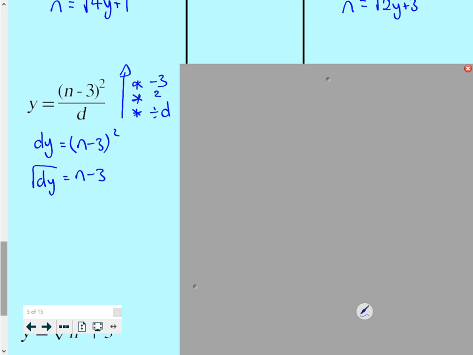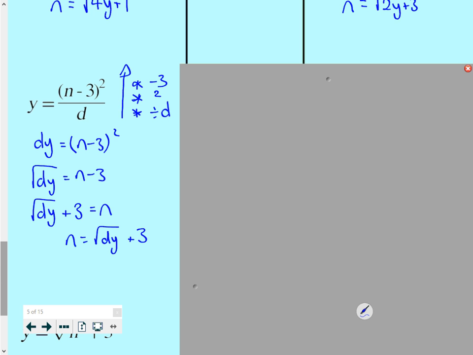to n minus 3. I no longer need that bracket, because the bracket was there to tell me that I was squaring it, so when I square root it, I no longer need the bracket. And then I'm going to add 3 to both sides, equals n. And I rewrite it with n on the left-hand side, square root of dy plus 3.